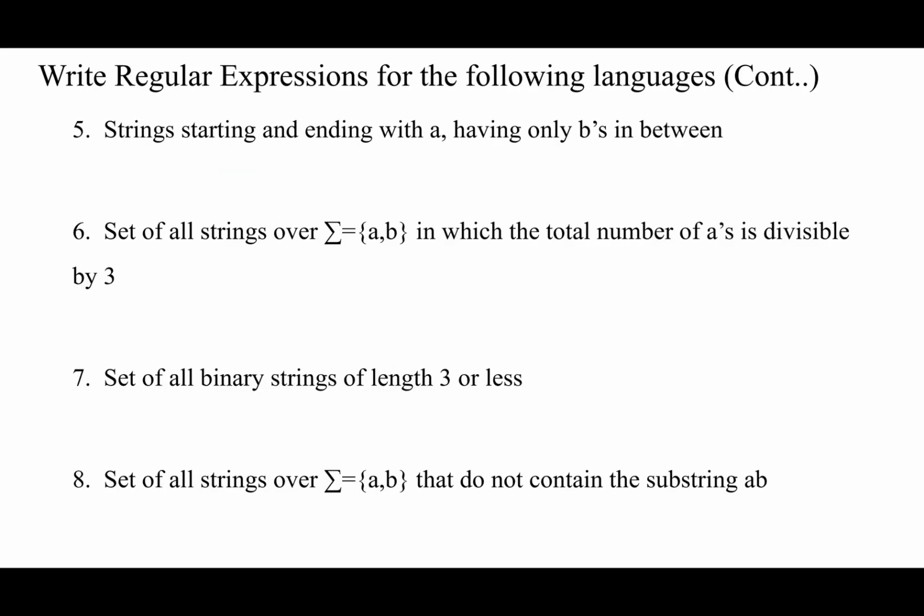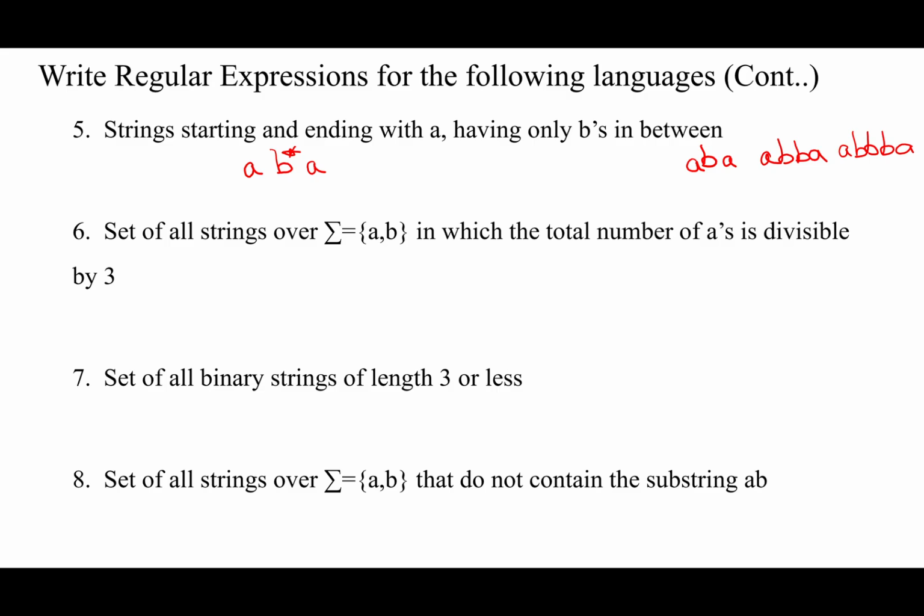The next one: strings starting and ending with A, with only B in between. So the string starts with A and ends with A, and in between it should contain only B. So what will the symbols be, like A B A, or A B B A, or A B B B A. So starting symbol is A and ending symbol is A. In between, we can have multiple B's. So A, B star, A.